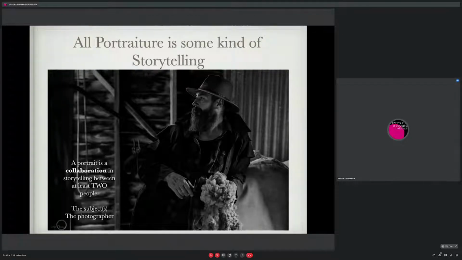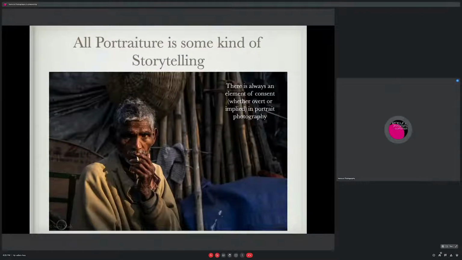You may be entering the shoot with an idea in mind, but you have to obtain the buy-in from the people you are photographing. Whether you're taking a photograph of a real person and their real life, or whether you're involving actors and talents and models in crafting a particular story, either way, you have to obtain that buy-in. So even if you're taking a photograph which appears to be a quick street portrait.